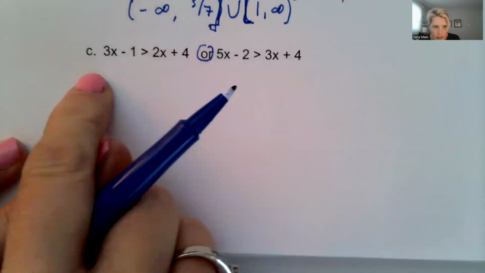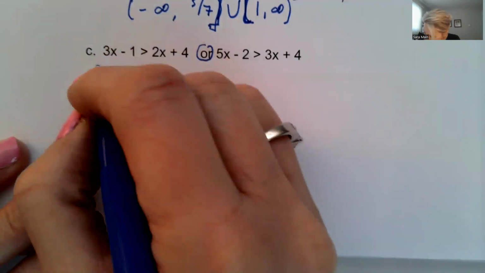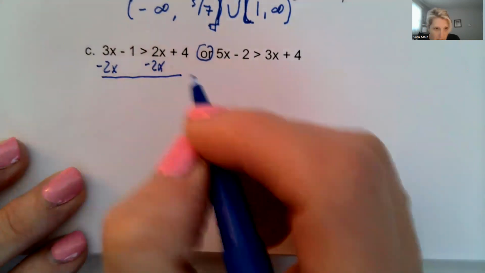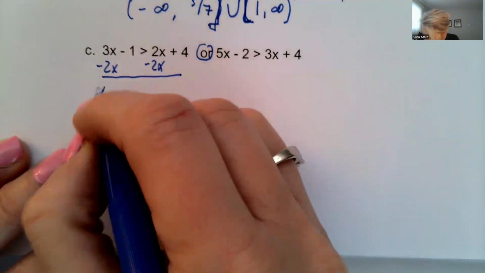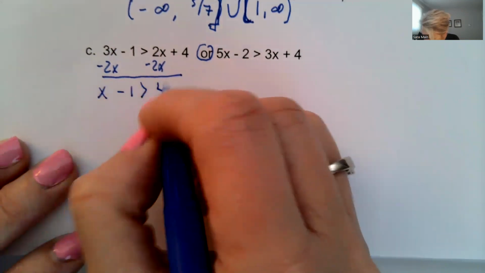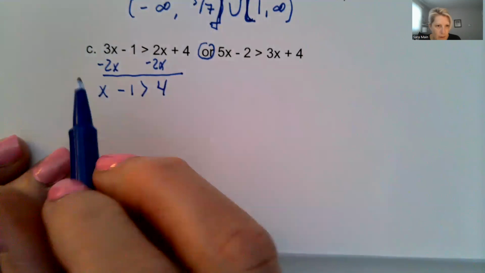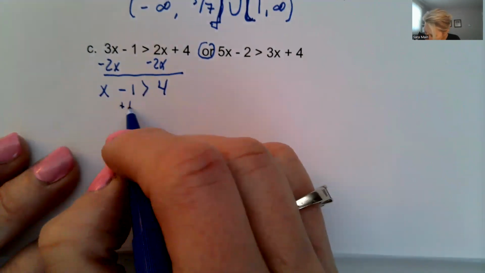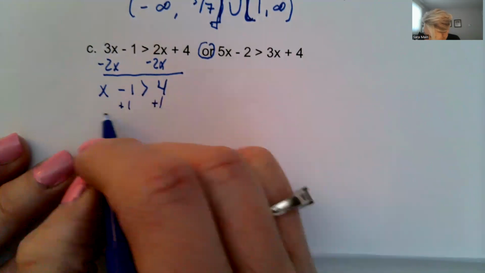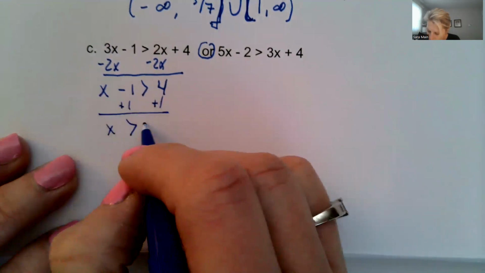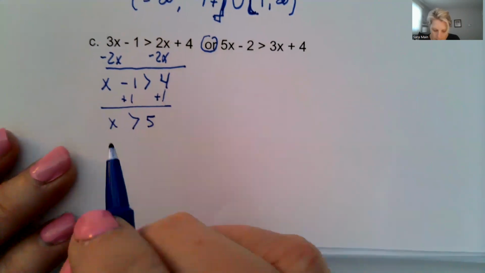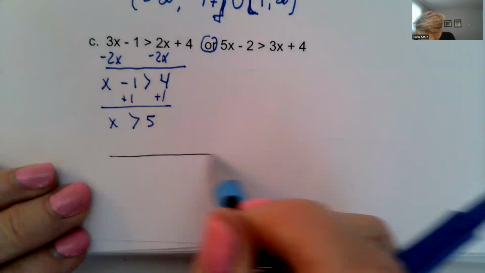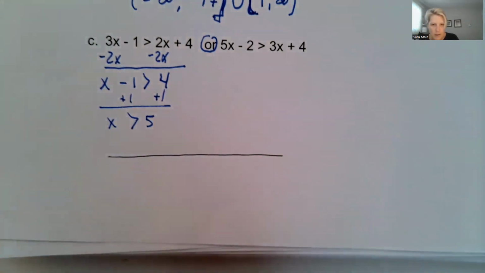So I want to get my x's to one side. That's my first step I need to do. I like to move mine to the left. 3x minus 2x leaves us with an x. Then I'm going to add 1 to both sides, and I have x is greater than 5. Get my number line ready.